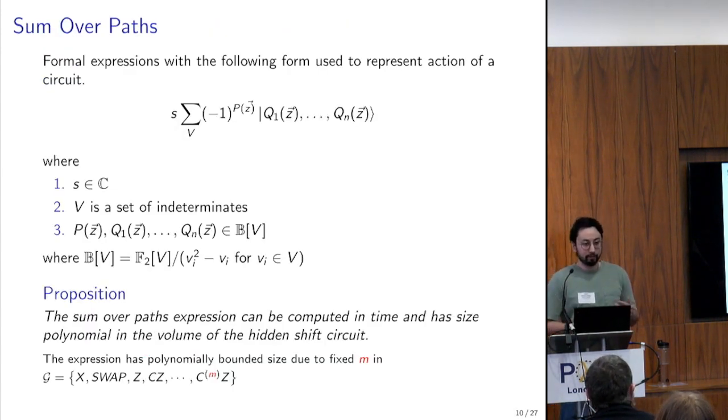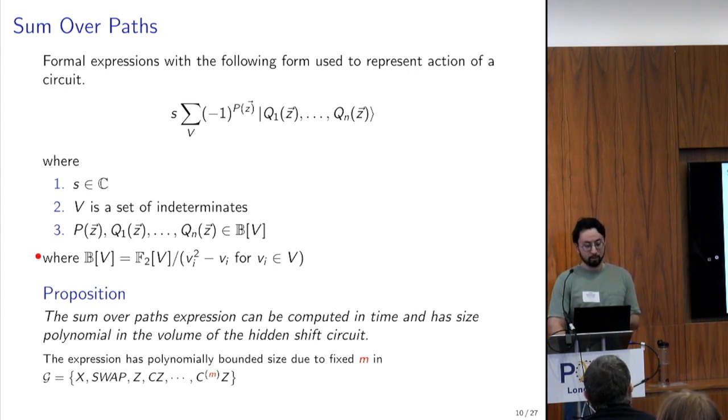So what we just did kind of hints at a possible way to formally express this. So we're going to define the sum over paths formal system. These look a lot like what I just did, but these are actually just formal expressions where S is a complex number, V is a set of indeterminates, and these P's and Q's are Boolean polynomials. Boolean polynomials are just polynomials over F2, where for every variable, V squared is equal to V.